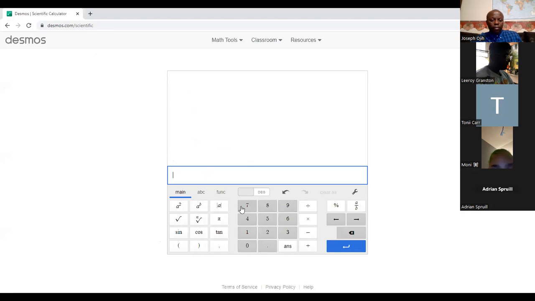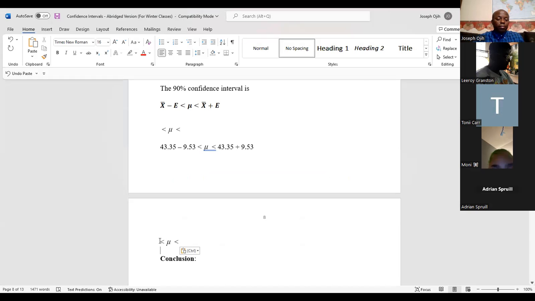We got 43.35 minus 9.53. It was 33.82. So 33.82 on the left side. Okay, the left side is 33.82. That is the lower bound, less than the mean.